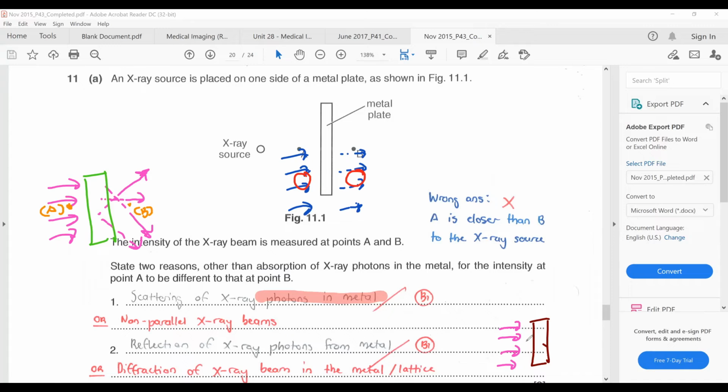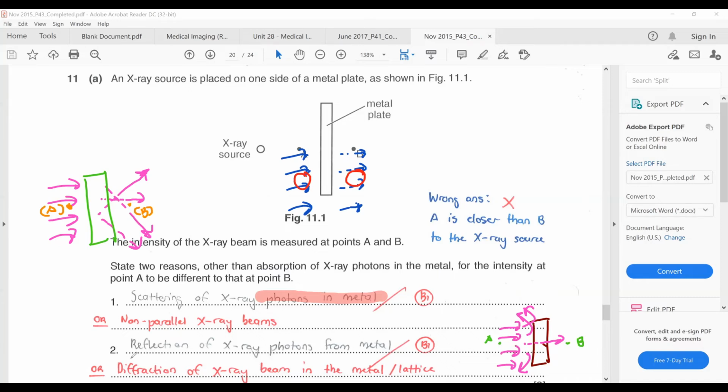What could have happened probably was that maybe one of it actually passed right through, but then the rest of it got deflected as a result of hitting the metal. So again, if you take that into account, your intensity at A and intensity at B would not be the same.